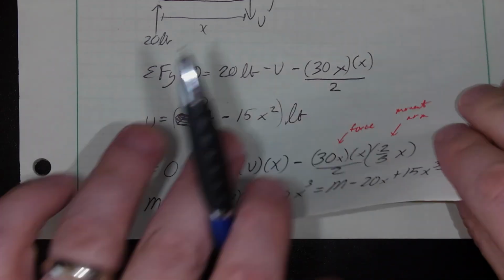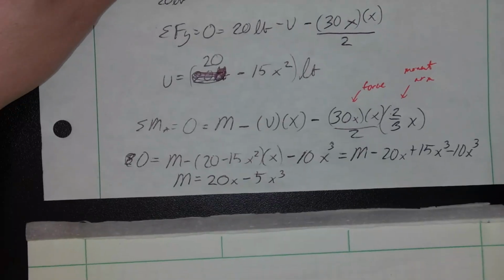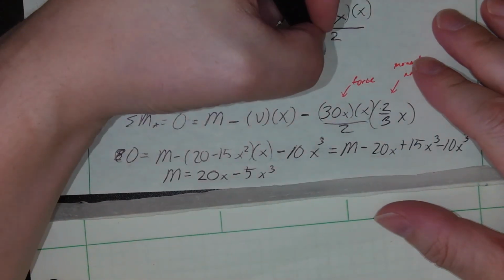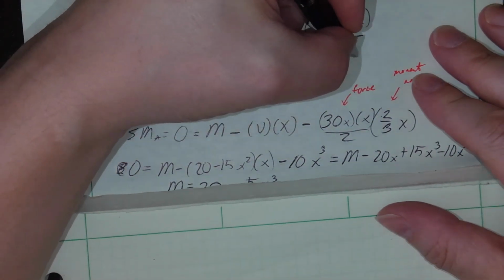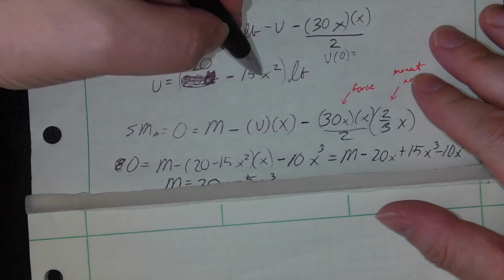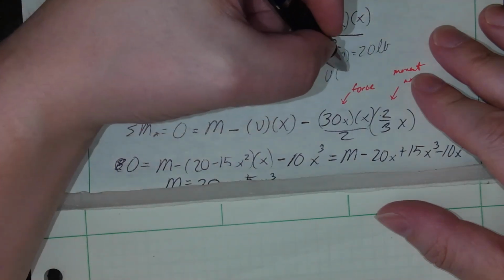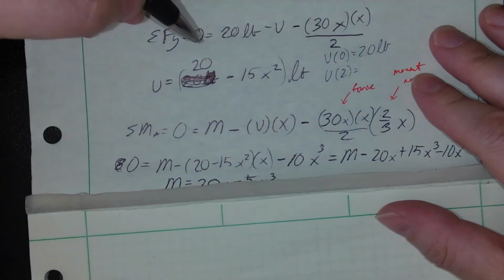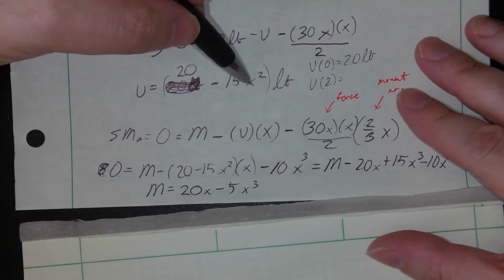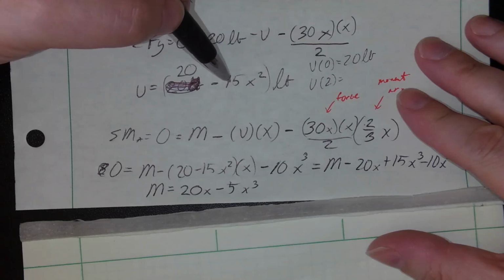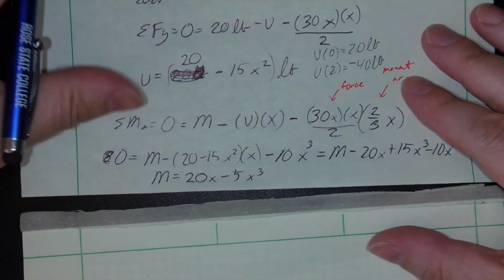And so if I graph these two equations, by the way, remember last time we said, well, plug in your endpoints. I've got endpoints of 0 and 2, so if I plug in 0 for my shear here, what do I get? I get 20. And if I plug in 2 for my shear here, so if I plug in 2 right there, what do I get? I get 4 times 15 is minus 60, so 20 minus 60 is minus 40. That should look familiar.